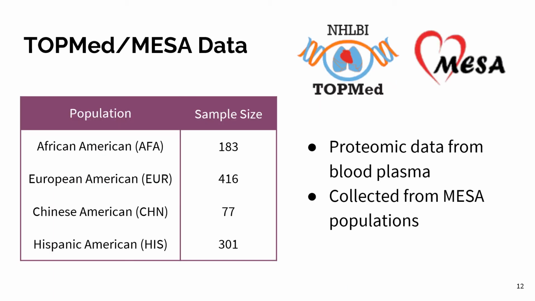So in addition to conducting transcriptome-wide association studies, we also wanted to conduct proteome-wide association studies. However, there were not previously generated prediction models for proteins as there were for RNA. So we went about making these prediction models ourselves using data from the TopMed Consortium and the MESA cohort. So this data was proteomic data that had been collected from blood plasma from 4 different populations, so an African American, European American, Chinese American, and Hispanic American population.